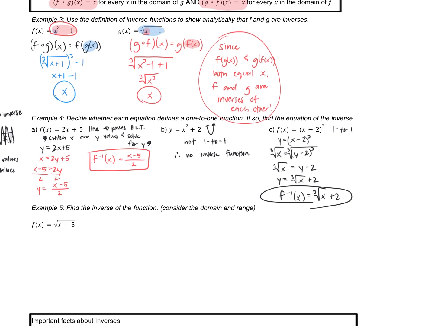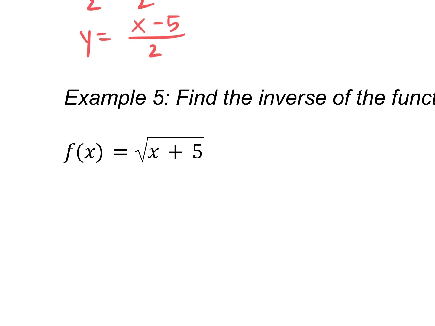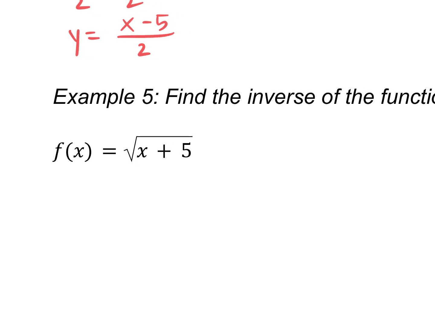Okay, example 5 is finding the inverse of this function again. However, we have to consider the domain and range because what does this function look like? We talked about this last unit. The square root of x plus 5. Yeah, the shooting star. So if I drew a little sketch here, it's the shooting star, but it is shifted left 5. So technically it looks like that, yes?